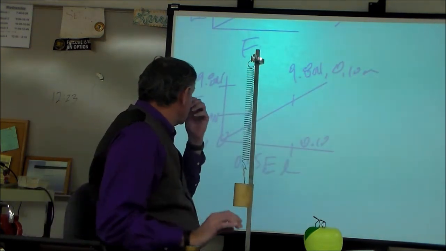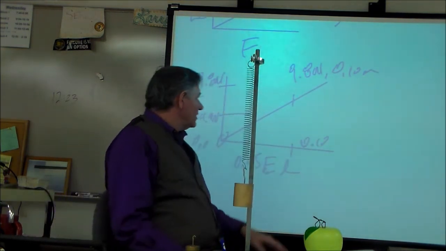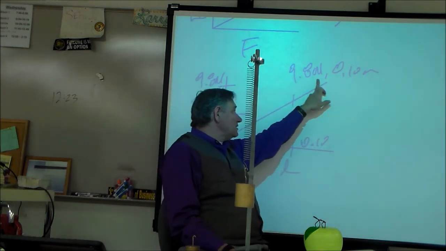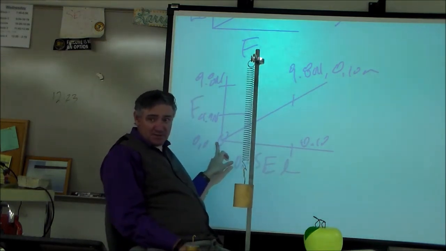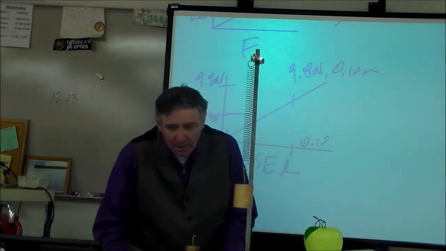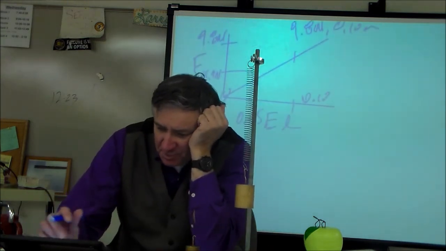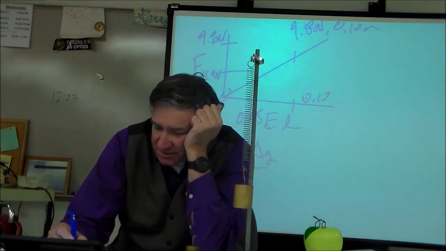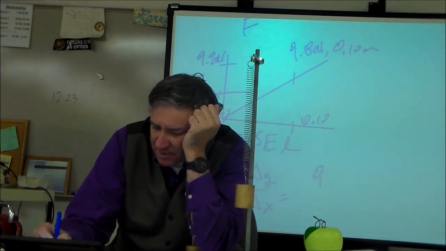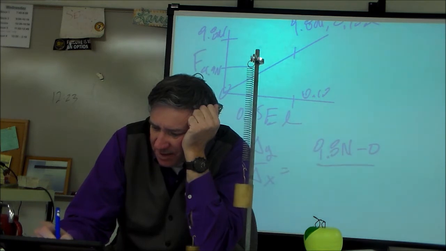Okay, I was trapped. So here are the points that I've got. 9.8 newtons, 0.10 meters. I'm going to use 0, 0 as my other set of points, okay? So at this point, I can find the slope of that line doing change in y over change in x, right? So I'm going to take 9.8 newtons minus 0 divided by 0.10 meters.